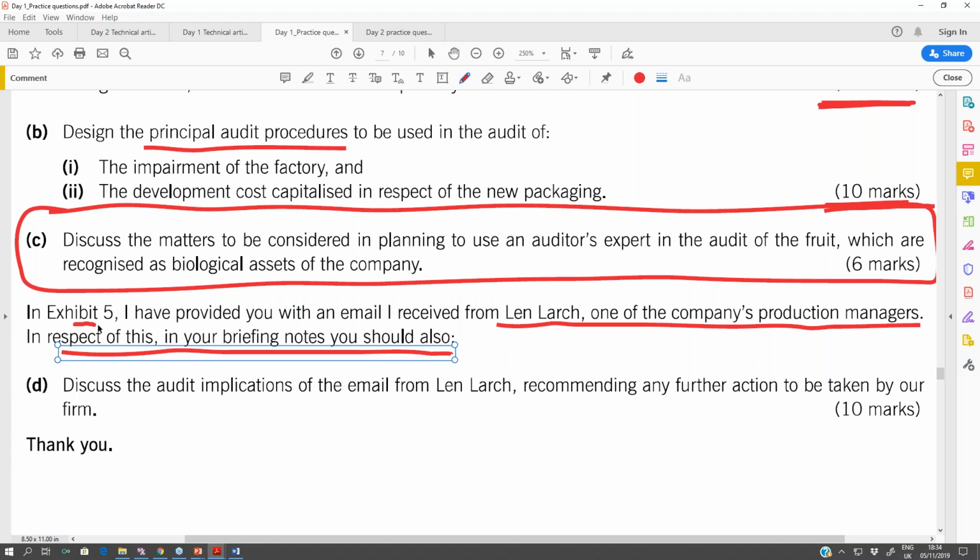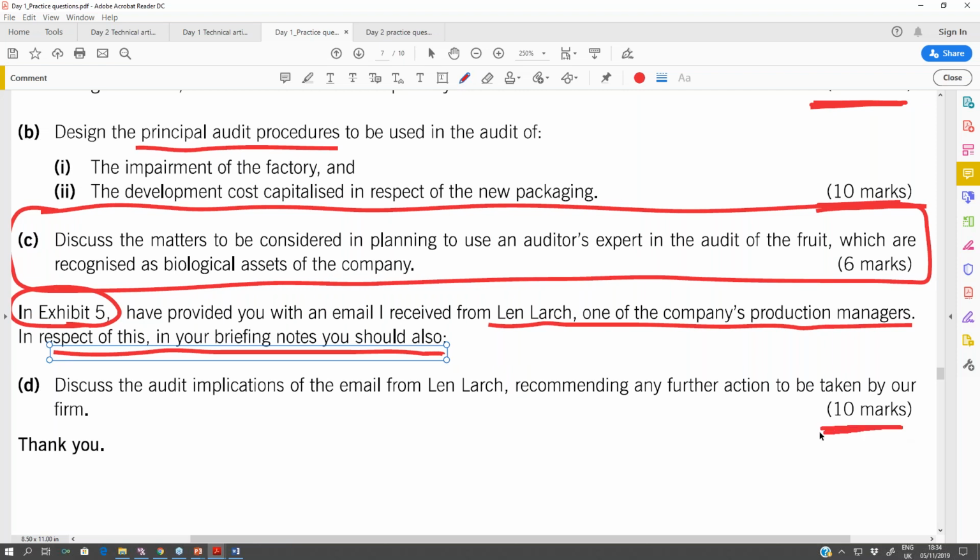So we should be attacking Exhibit 5 only, and we'll be looking at the email which you got from Len Larch. Let's see what is so special about the email and what we need to do about that. We have 10 marks on that email, and what exactly we need to do for 10 marks. Discuss the audit implication of the email from Len Larch, recommending any further actions to be taken by your firm. So the examiner wants us to discuss the implication of the email from Len Larch, recommending any further actions to be taken by your firm. So that's an interesting question.